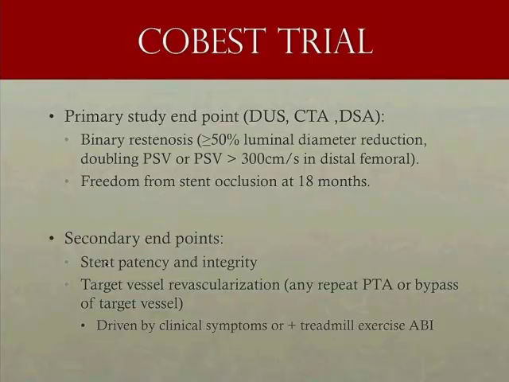Secondary endpoints included stent patency and, of course, the all familiar target vessel revascularization, being defined as any repeat angioplasty or bypass to the target vessel. And as is typically the case, TVR was driven by clinical symptoms or by stress-induced symptoms in the way of a positive treadmill exercise ABI.